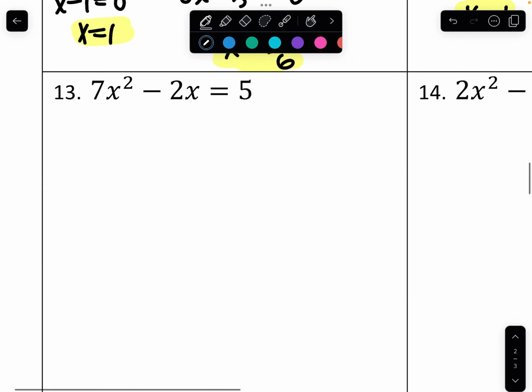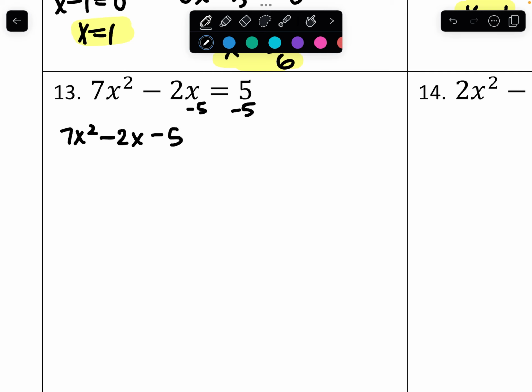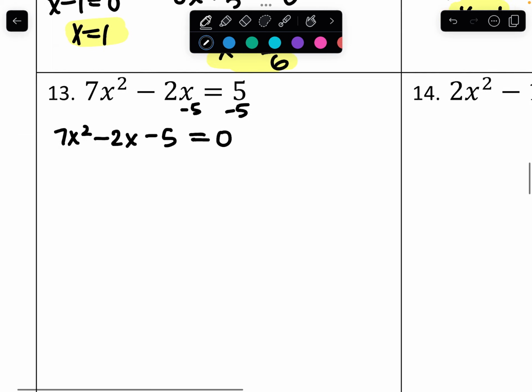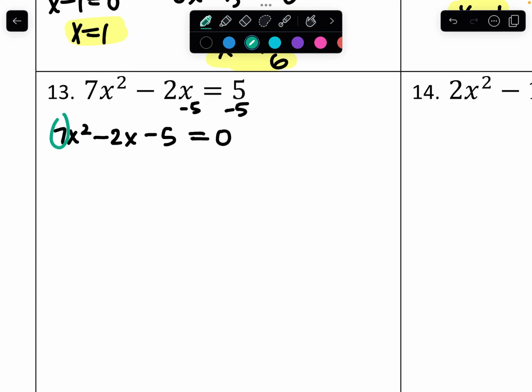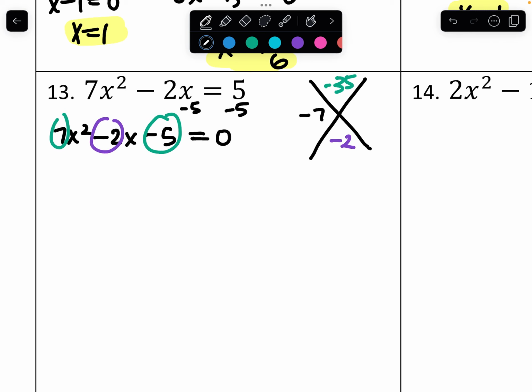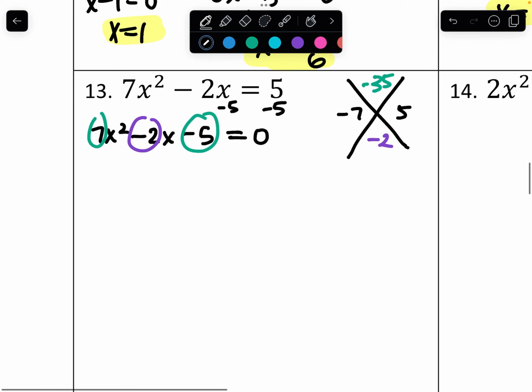Right here, we need to move the 5 over first by subtracting it. It doesn't combine with anything, so we're just going to write it after the x term. And then a times c is negative 35. And b is negative 2. So those numbers would be negative 7, positive 5.